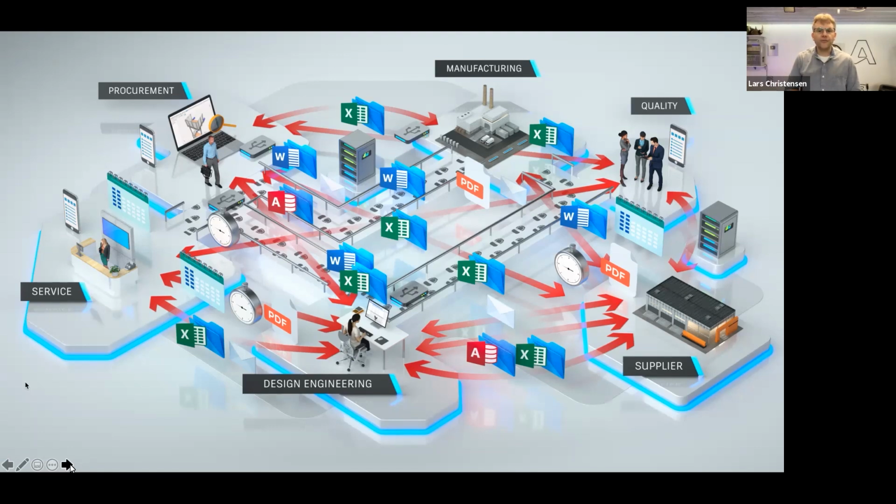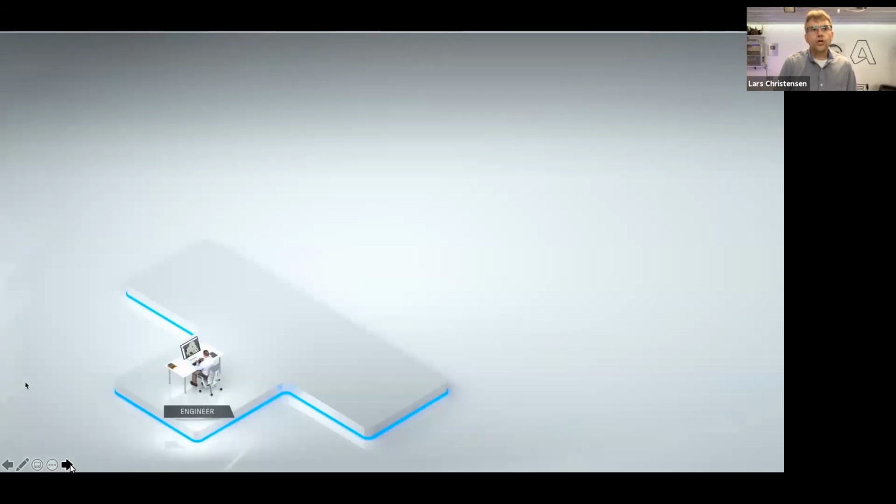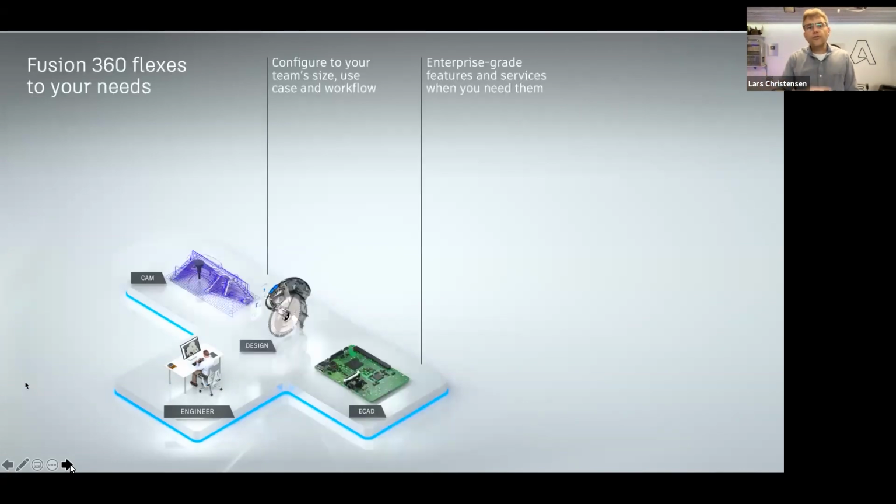30% of engineers' time is wasted with tedious tasks, like chasing down the latest version of a file. It's messy and it's complicated. So imagine you have a single designer or engineer or programmer in an R&D department, a small business. These people have to wear multiple hats. And in the past, that meant multiple products, multiple pieces of software. But with Fusion's flexible and intuitive platform, things can be configured to your team size, use case, and workflow. So you get access to the enterprise-grade features and services you need, but you only pay for what you use.